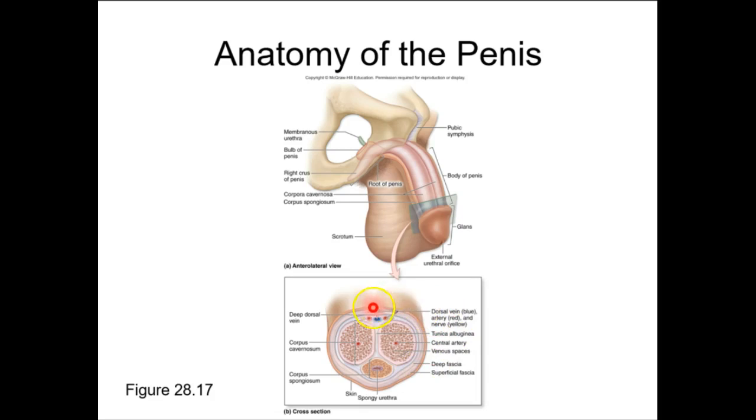Also significant are the dorsal arteries. Now remember, with the naming of the dorsal arteries, they are considered dorsal because the penis is considered constantly erect in the anatomic position.